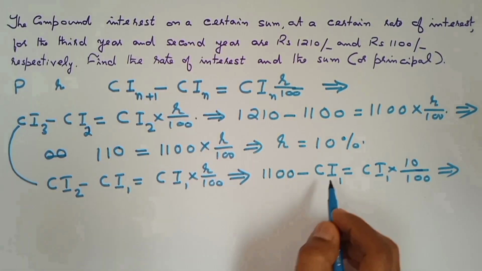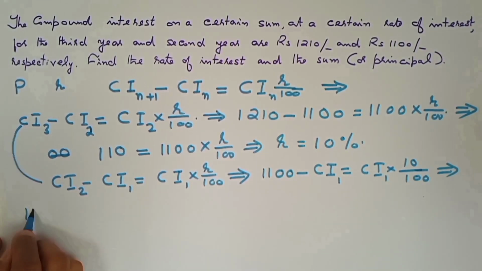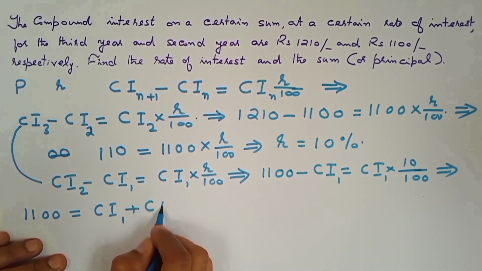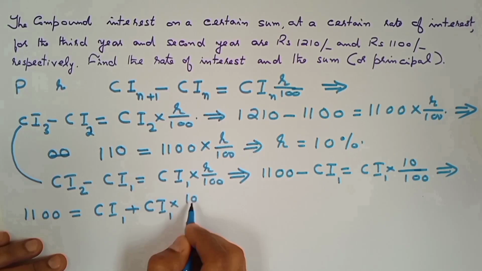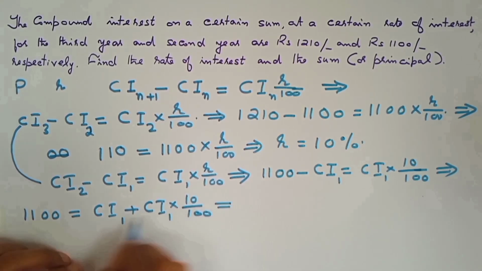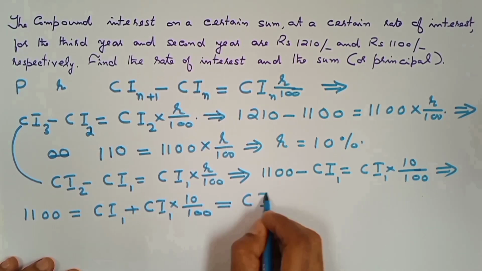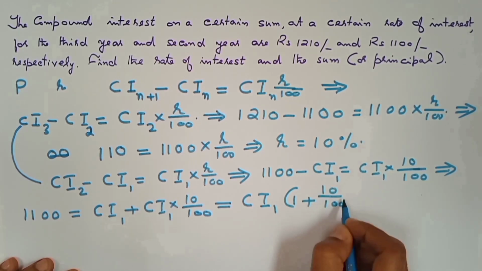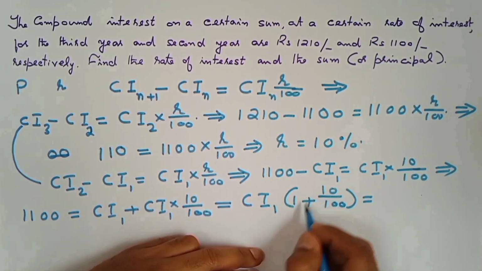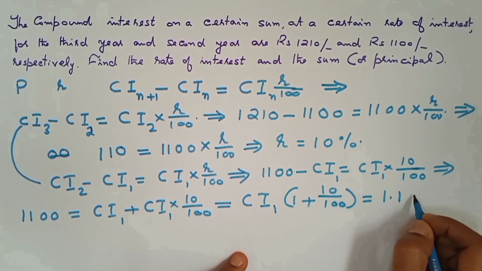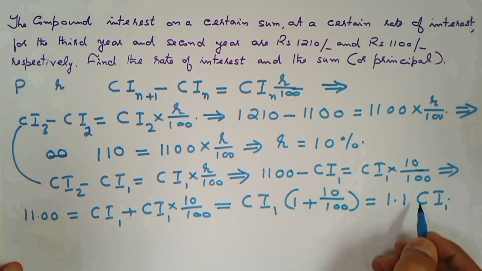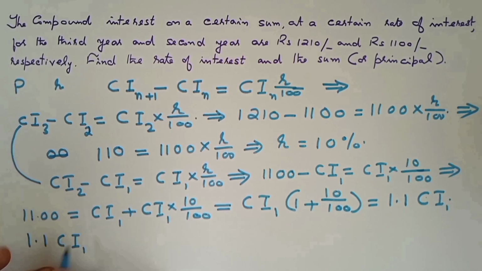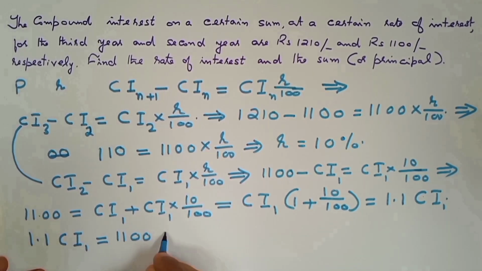This implies take CI1 to the right side. CI1 plus CI1 into 10 by 100. This is equal to, you might simplify this, take CI1 outside, inside you will have this, and that's equal to, this on simplification will be 1.1 and that into CI1. And combine this and this. Let me write this first. 1.1 CI1 equal to this unit.